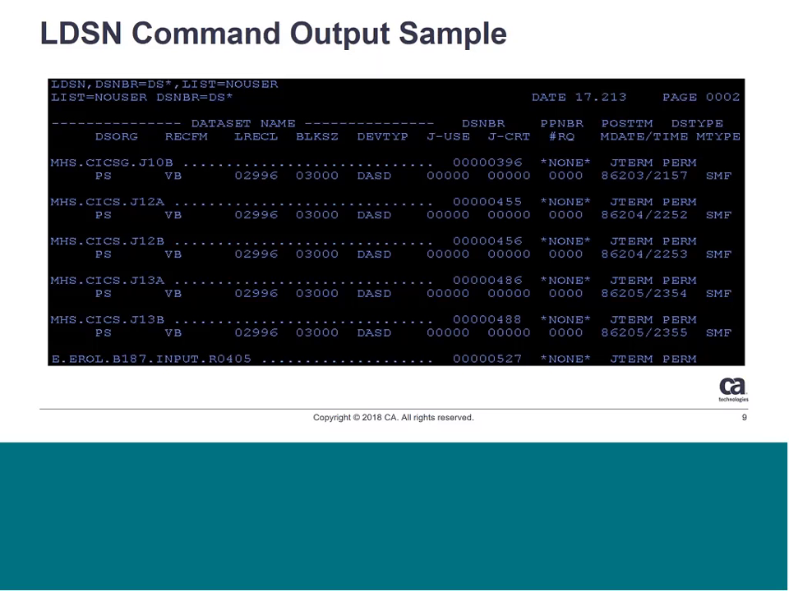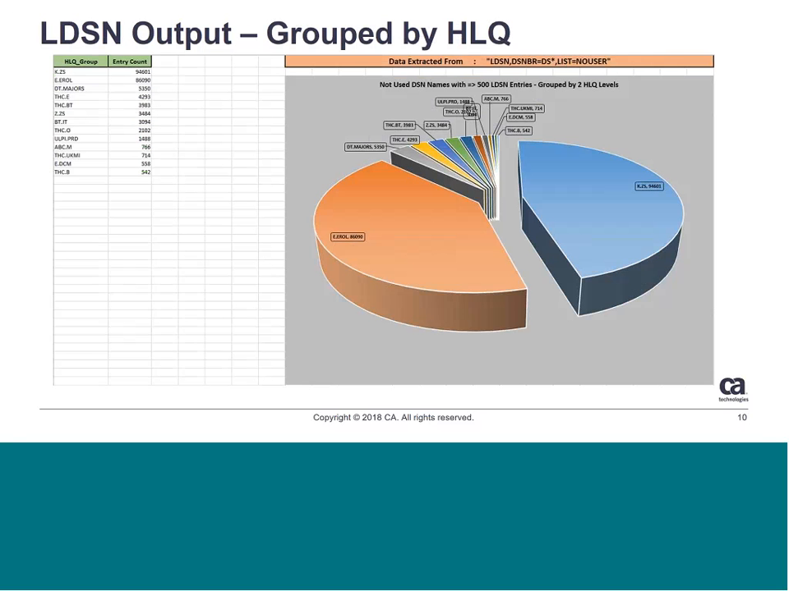So this is a sample of the output you get from the LDSN list no user. And as you can see, whilst all the information's there, it's not exactly easy to read compared to something like this, where you're looking at datasets by 2 levels of high-level qualifier, and in this case, I'm only showing high-level qualifiers that have more than 500 LDSN entries in the CA7 database.